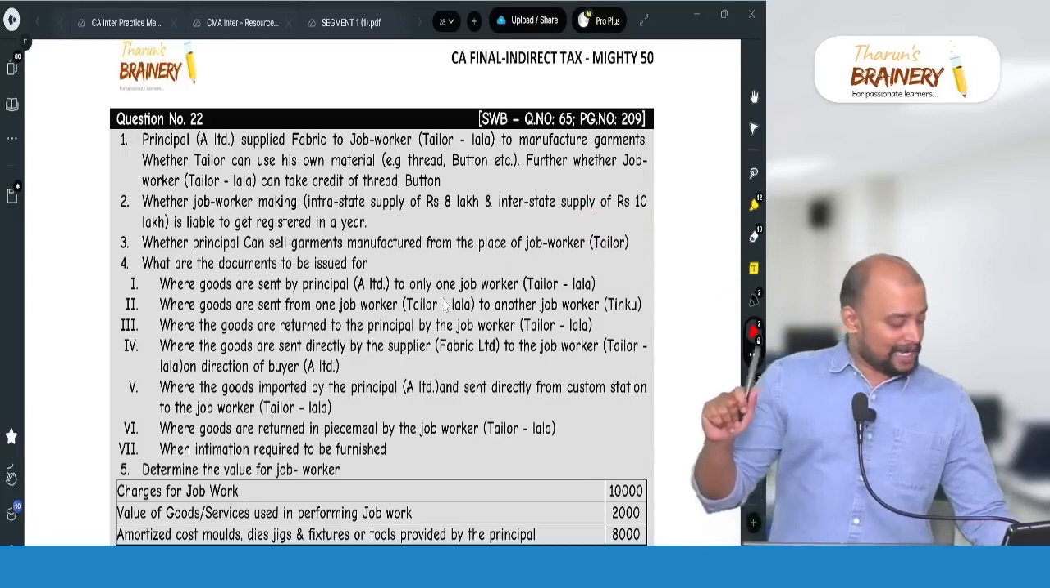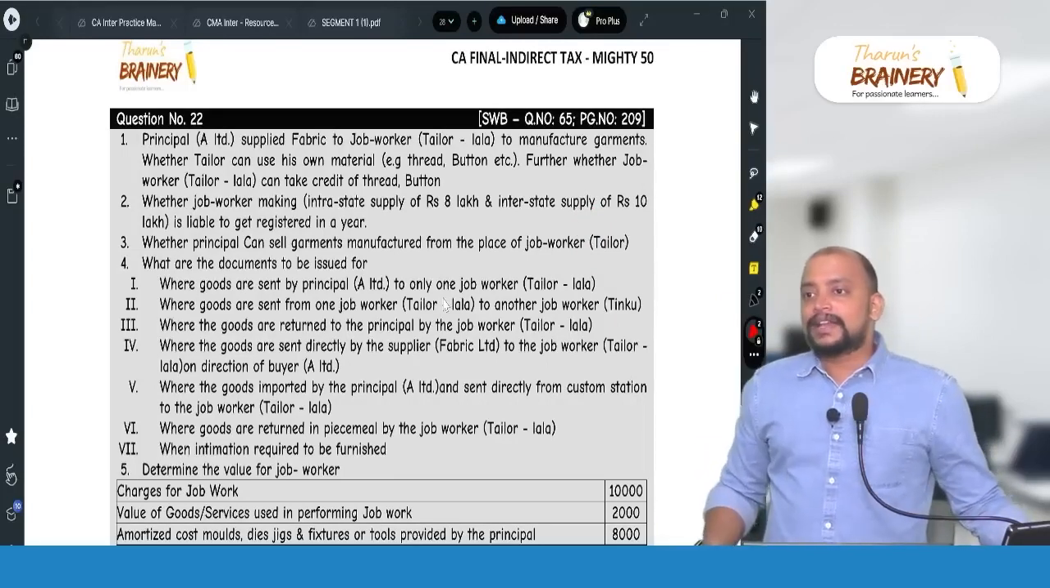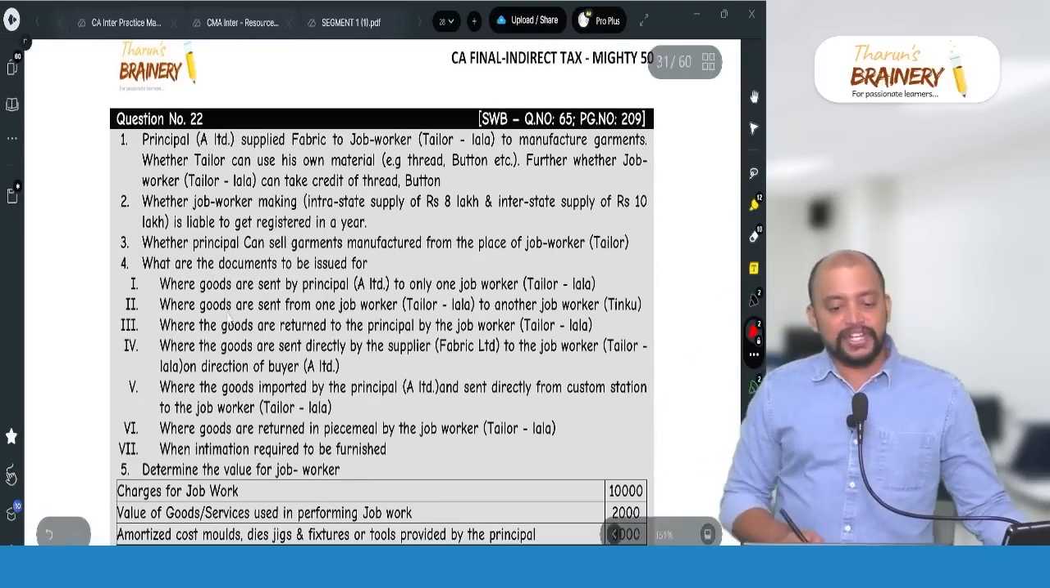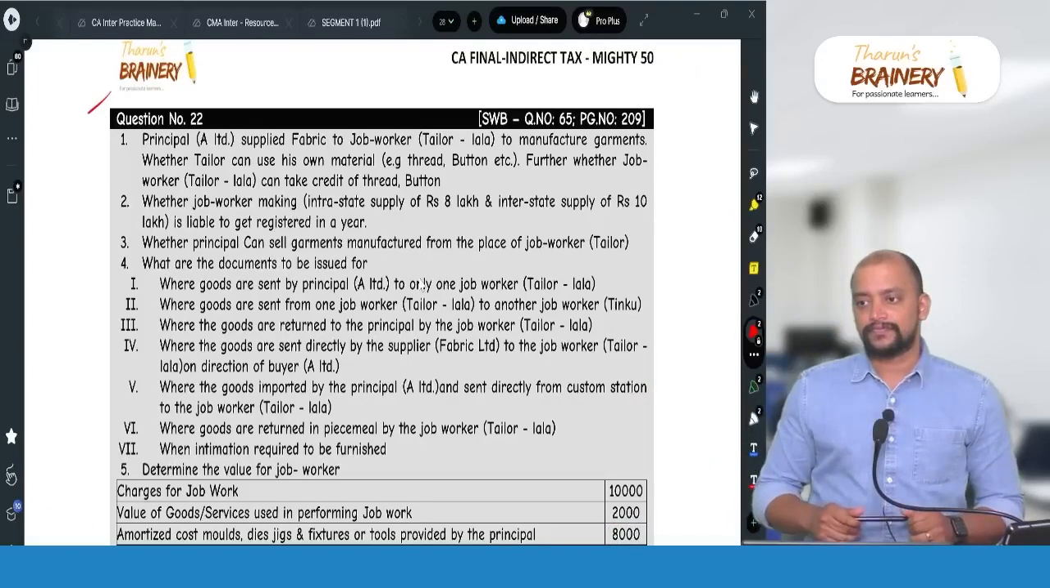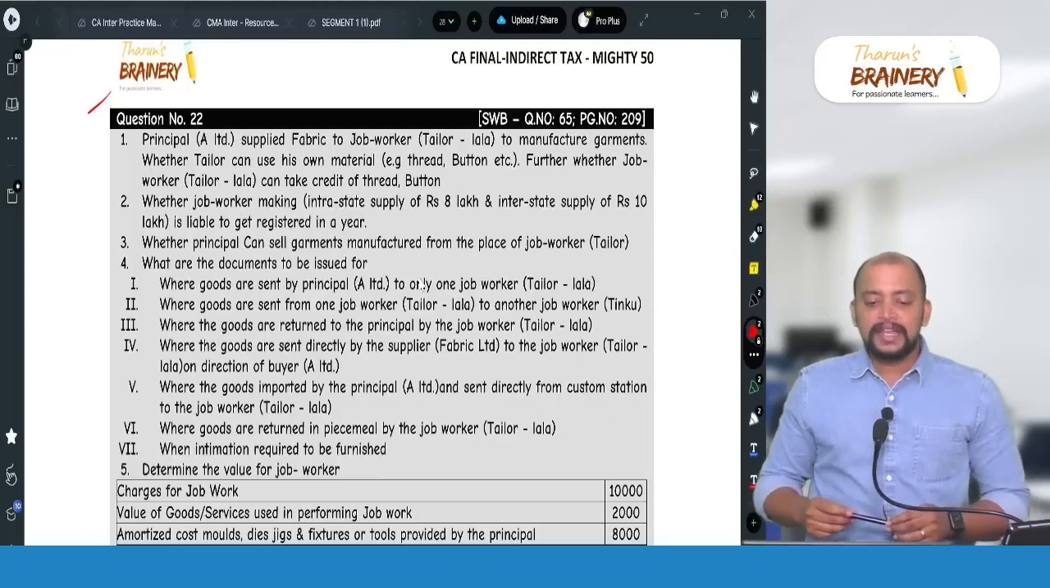So we'll take a break. And thereafter, we'll continue from question number 22. Look into page number 209. Page number 209, this is also related to input tax credit.